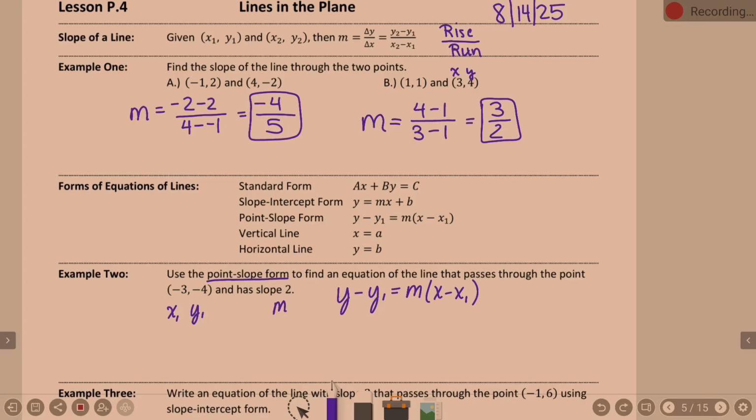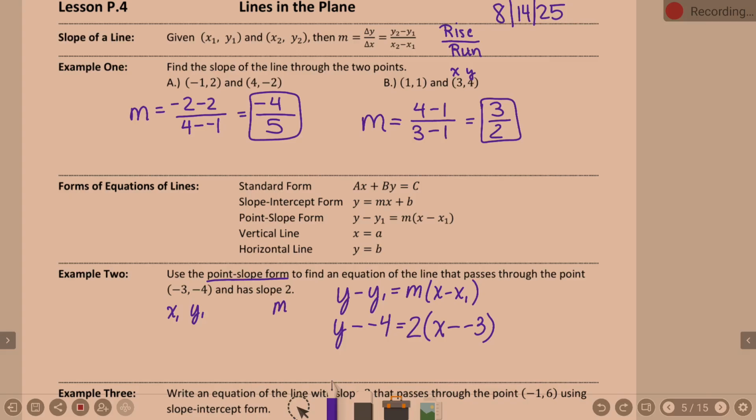Okay? Well, let's write the equation out. Regular y stays y. y minus y1, which is -4, equals m, which is 2, slope of 2, parentheses, x minus x1, which is -3, -3 in parentheses.